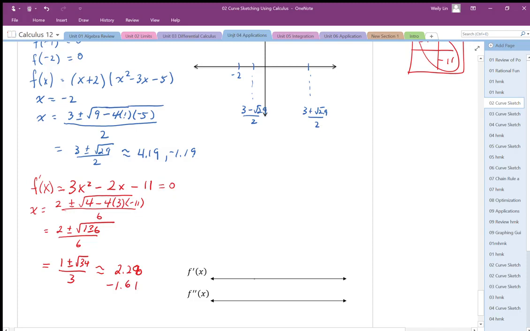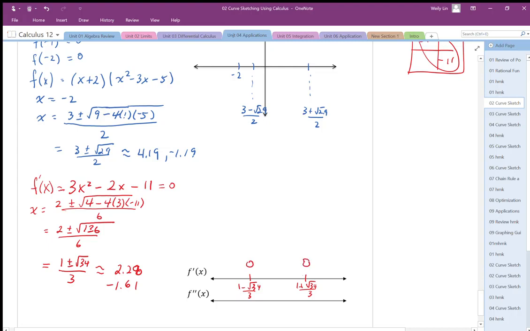Negative 1.61. Okay, so my f prime is going to be about there. That's going to be my negative 1.16 and my 2.28. 1 plus square root 34 over 3. Those are my zero slopes.